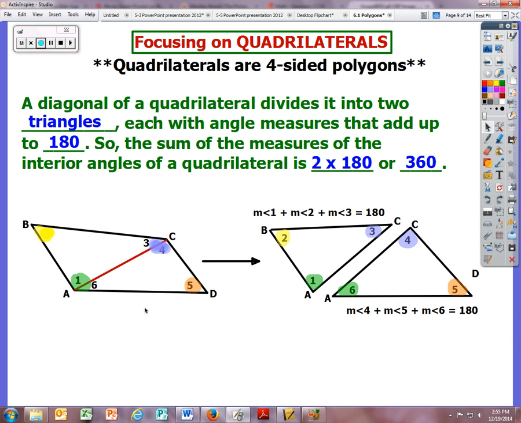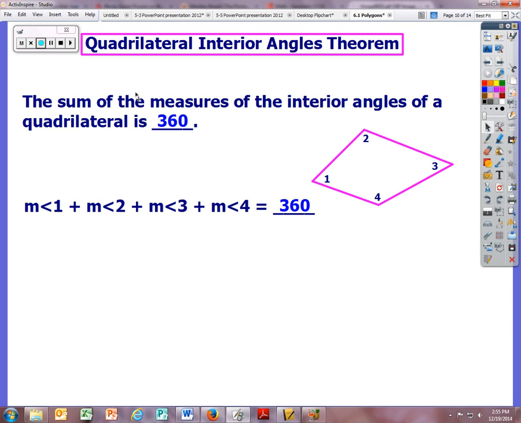So if you think about it, how many triangles do you have? 2. So if this one adds up to 180 and the angles in this triangle add up to 180, then you're going to have a total of 360 degrees inside that quadrilateral. So one thing that we want to realize is that the sum of the measures of the interior angles of a quadrilateral is 360. All the time, every time. So all of these angles, angle 1, angle 2, angle 3, and angle 4, should have measures that add up to equal 360.